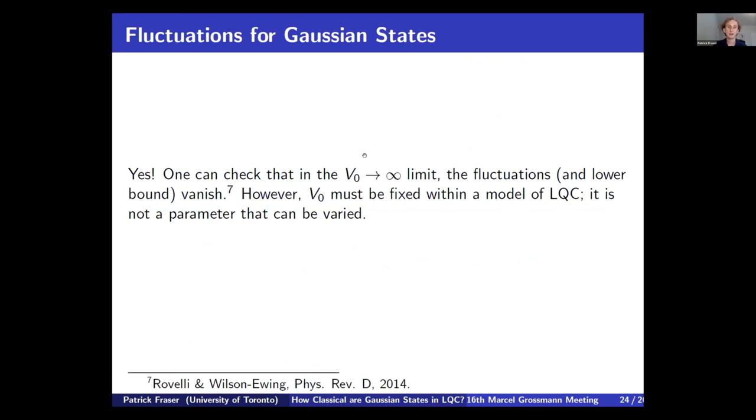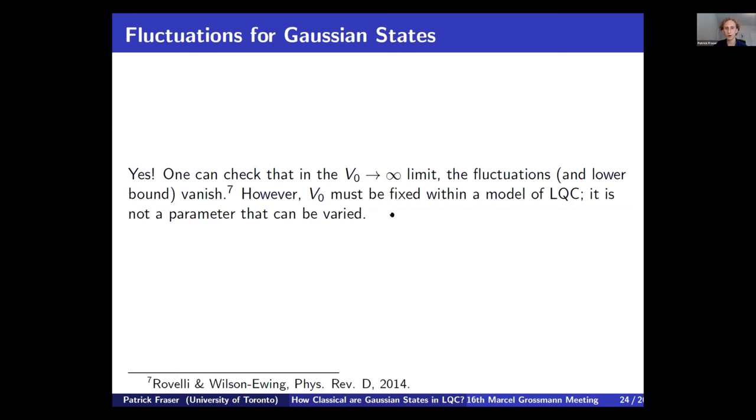One can check in the V naught goes to infinity limit that the fluctuations and also the lower bound in this setting both vanish. This confirms a very nice analysis by Rovelli and Wilson-Ewing in this paper, which was analyzing the phenomenology of what happens in that setting. So this is really nice. It says that we actually do get states that look as semi-classical as we'd like, even if they're never exactly there.